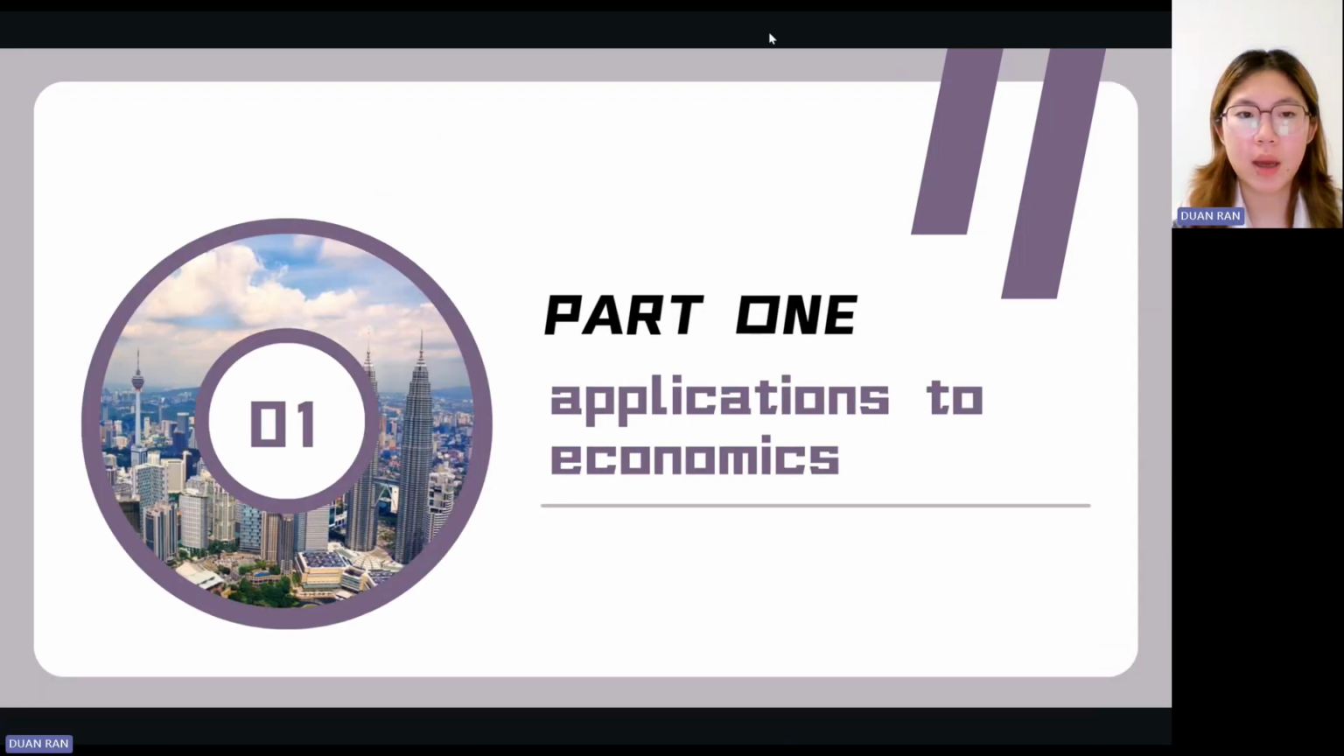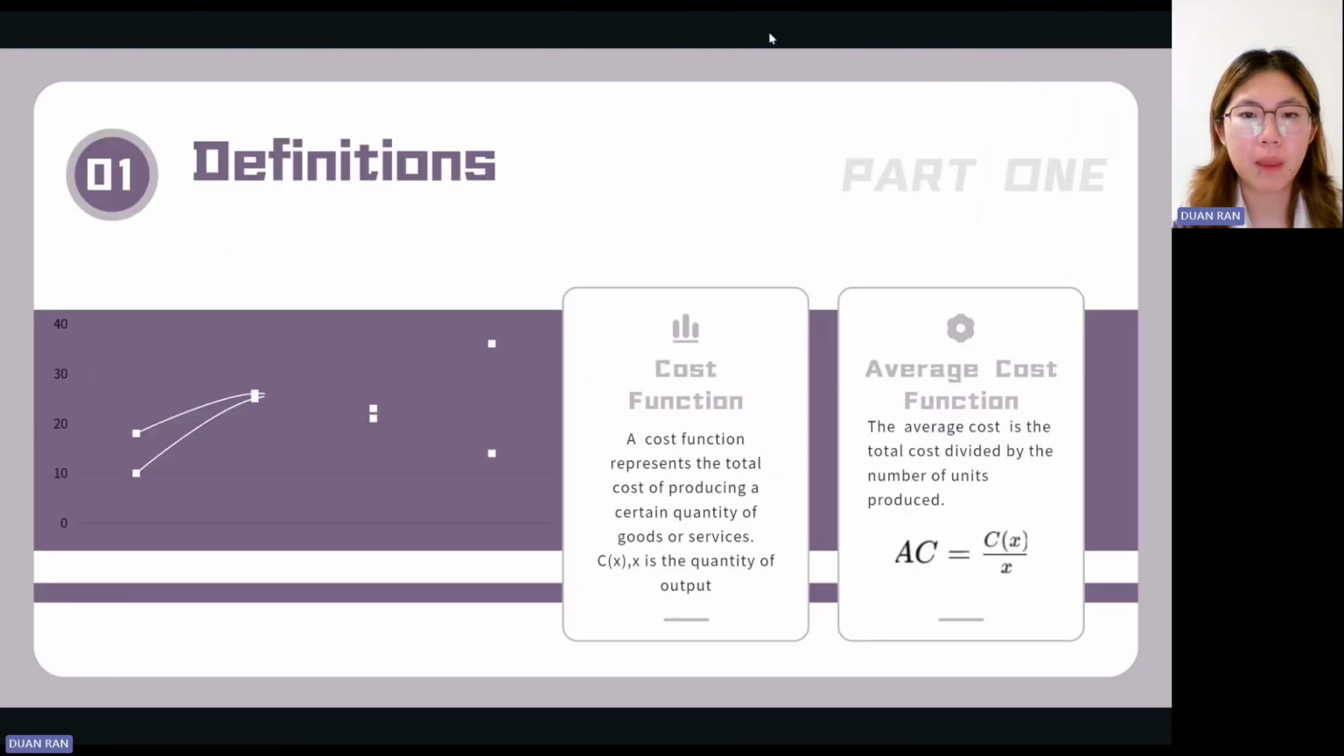First one is applications of derivatives in economics. In economics, derivatives are used to model how various economic quantities change with respect to other variables. Here are some key applications.